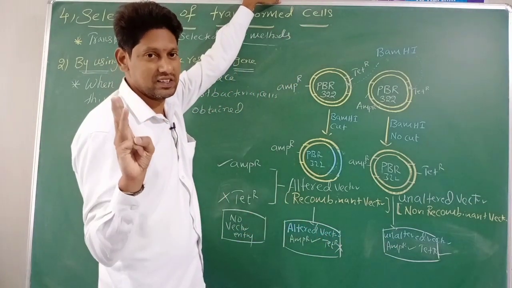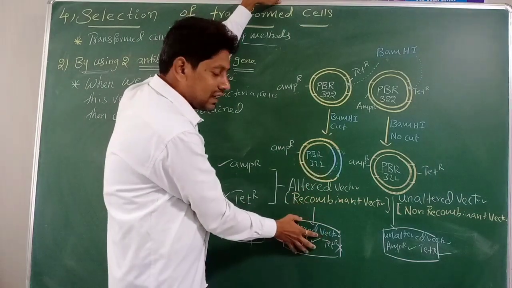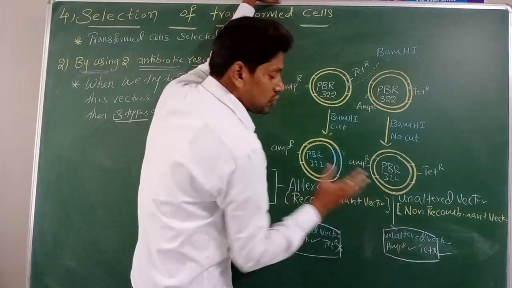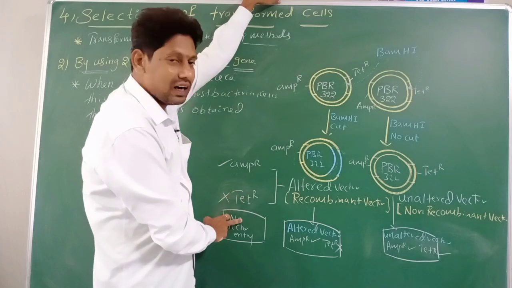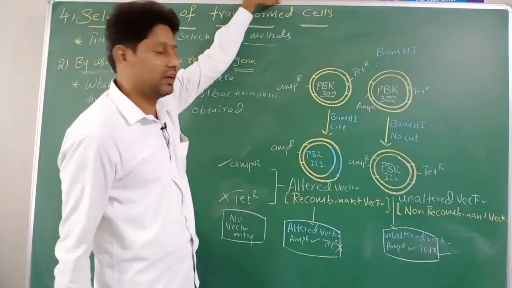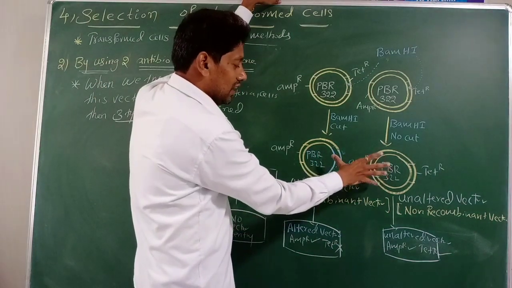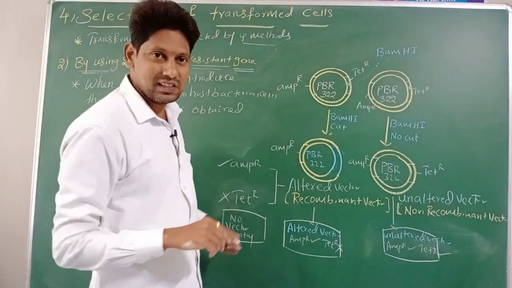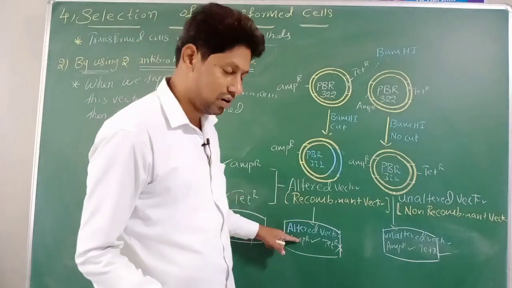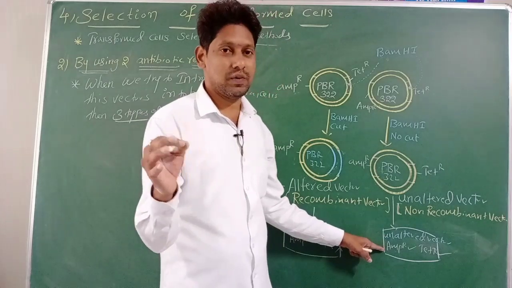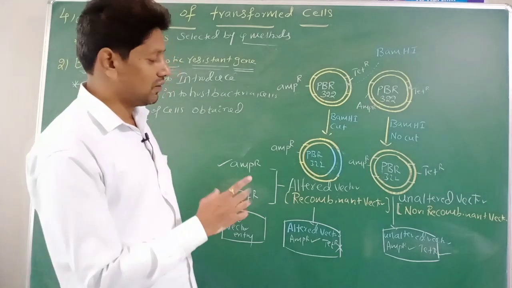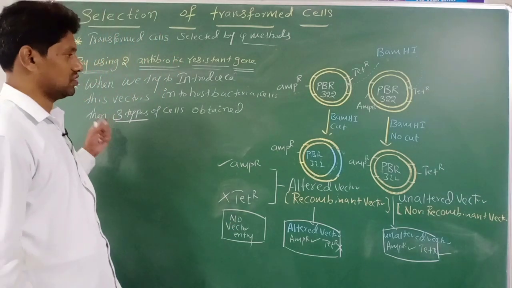It means only three possibilities. Number one, altered vector may enter into a host bacterial cell. Second possibility, unaltered vector may enter into the host bacterial cell. Third possibility, neither altered vector nor unaltered vector enters. Is there any fourth possibility? No. Therefore, when we try to introduce the vectors into the host bacterial cells, there are only three possibilities. Either altered vector enters, or unaltered vector enters, or vector does not enter into a host bacterial cell. Three types of cells we got. The same statement I wrote here.